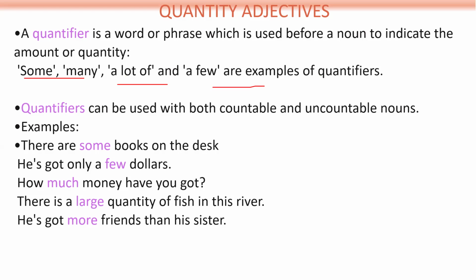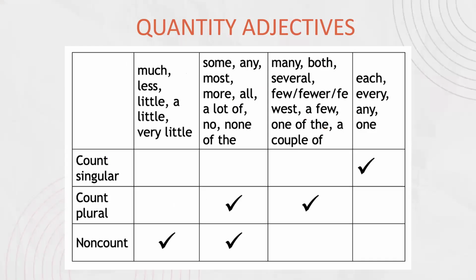Quantifiers can be used with both countable and uncountable nouns. For example, there are some books on the desk. He's got only a few dollars. How much money have you got? There is a large quantity of fish in this river. He's got more friends than his sister. Okay, to make it more clear, let's take a look at this table.